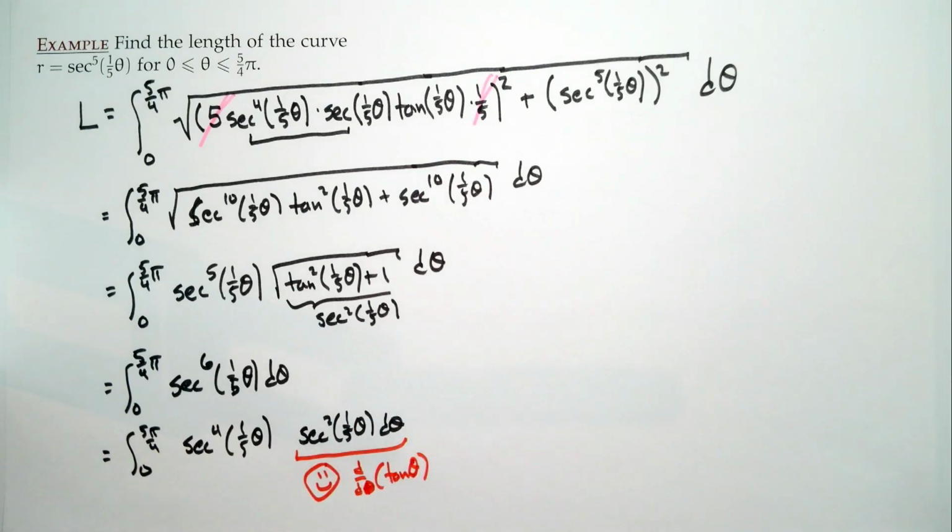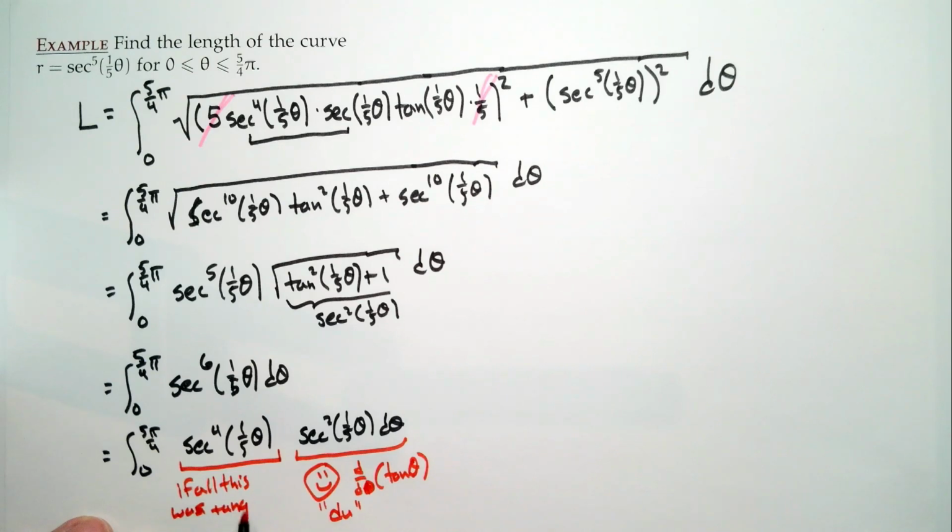We'll fix that in a second, of the 1/5. Now, what would make this great? Well, what would be really cool is if we said, hey, this could be our du. It would make a great du if all this were tangents. So, if somehow we could replace our secant to the 4th by something that looked like a bunch of tangents, life is good. Can we do that?